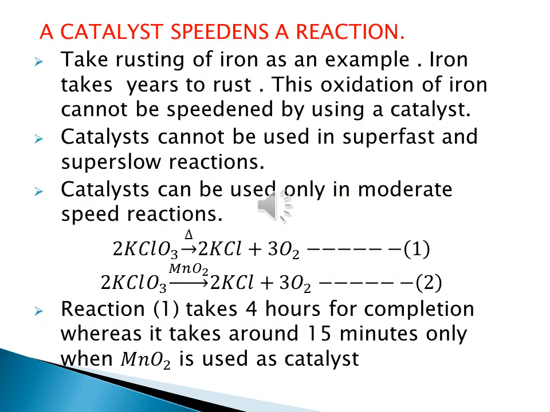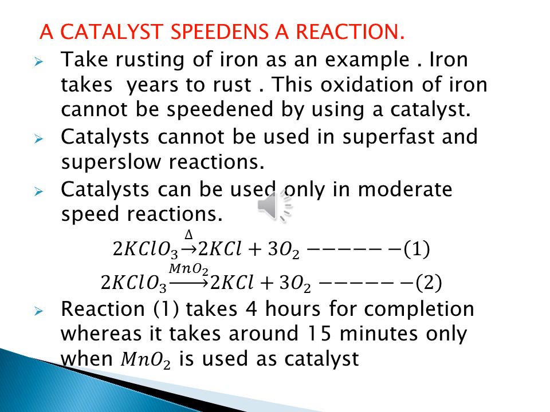So coming back, a catalyst speeds up a reaction. If you take rusting of iron, it will take years to rust. It's of no use speeding up that reaction, because anyway it's going to take a very long time. So catalysts can be used only in moderate reactions, not if the reaction is very fast or very slow. If it is very fast, it is of no use, and if it is very slow, it is also of no use.